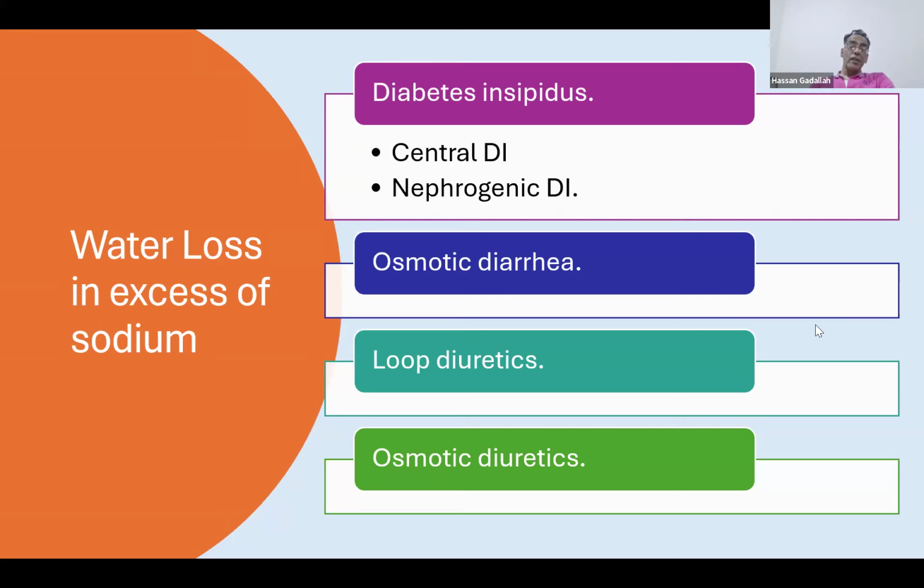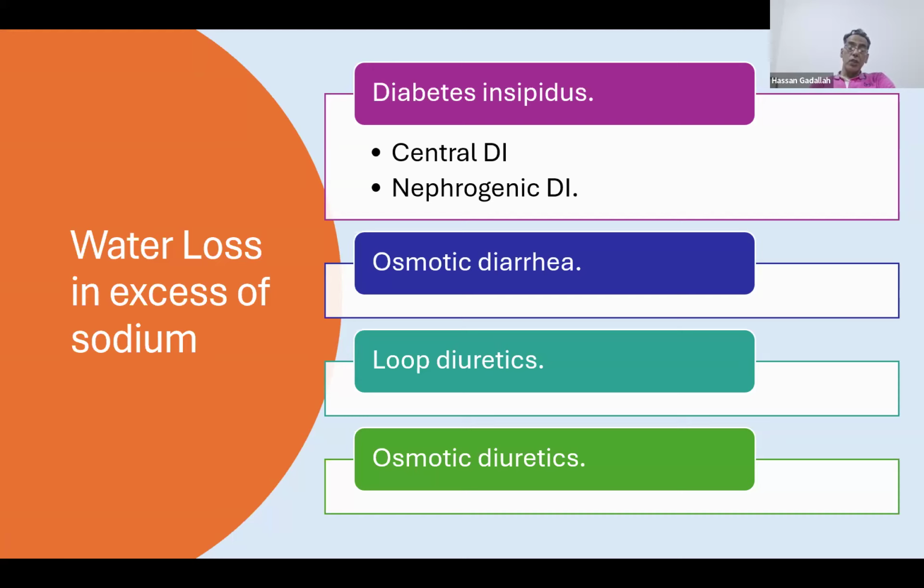So the second reason for loss of water in excess of sodium is osmotic diarrhea. Actually, myself, I didn't see this because it is a bit far from my practice. But the third is the loop diuretics. I mean, we see this patient a lot if we are giving the loop diuretics in excess.